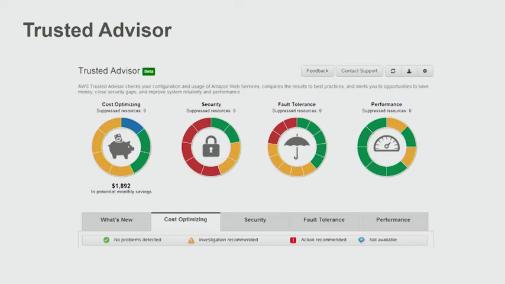That's a free tool to run? With business support, it's all free. So if you have a business support account, you get it. Without business support, you get access to some of the data, but not all of the data.